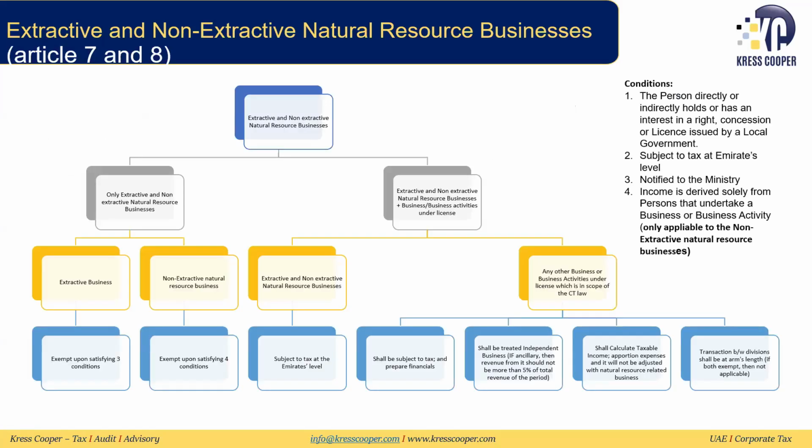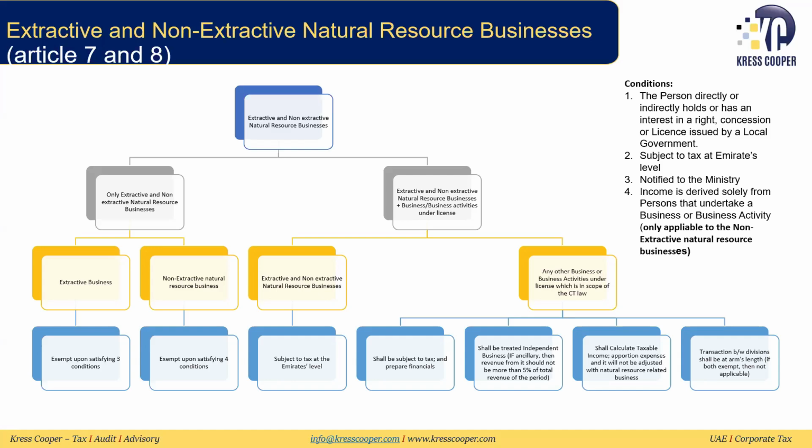So to give you an overview, let's suppose they are doing only extractive and non-extractive natural resource business. Then extractive business will be exempt if they are meeting the three conditions. What are the three conditions? That the person directly or indirectly holds or has an interest in a right, concession, or license issued by a local government. They are subject to tax at Emirates level. That is why they are being exempt from corporate tax, and they have notified the ministry. Like we discussed, that is one of the conditions for them to get this automatic exemption. So if they're meeting these three conditions and they're doing extractive business, then they will be getting this benefit and being exempt from corporate tax.